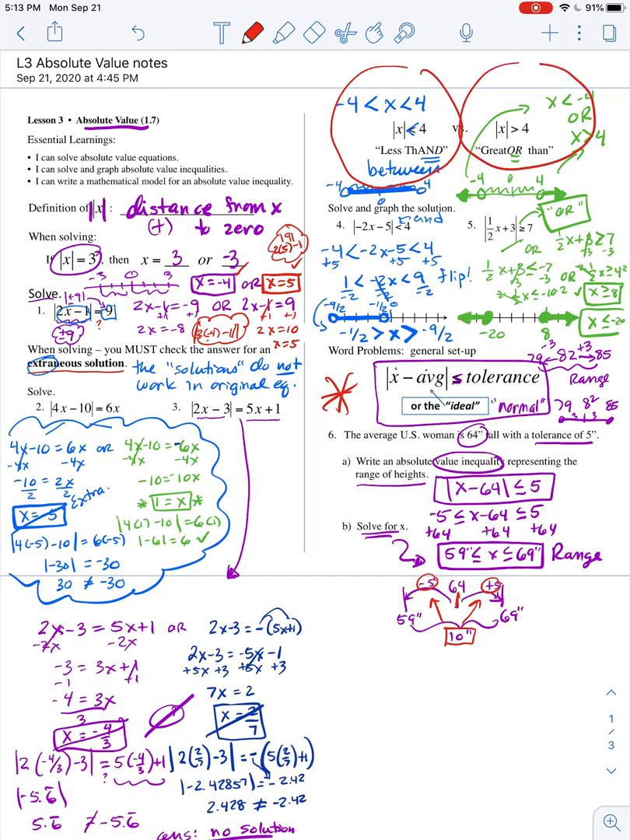Also pay attention to when I see an inequality mixed in with my equations, how am I going to know to set it up as an and or an or? Because if you can't take that first step, it's real tricky to get the right answer. All right.